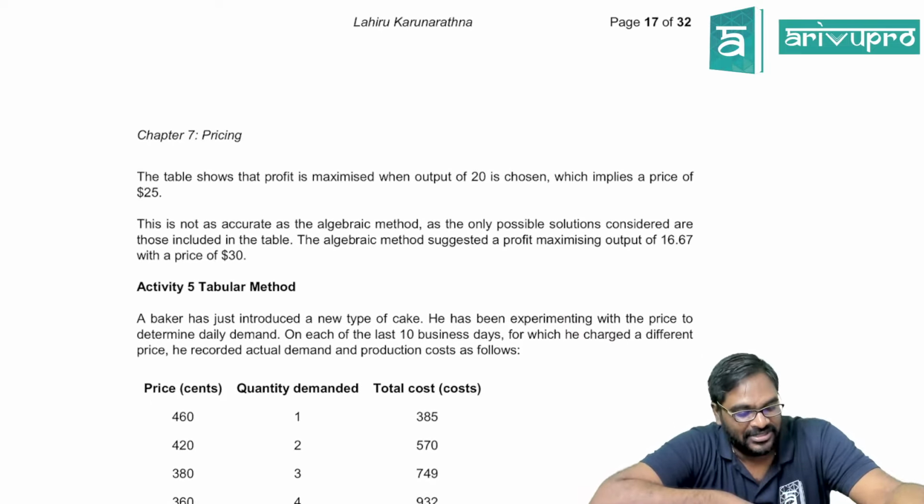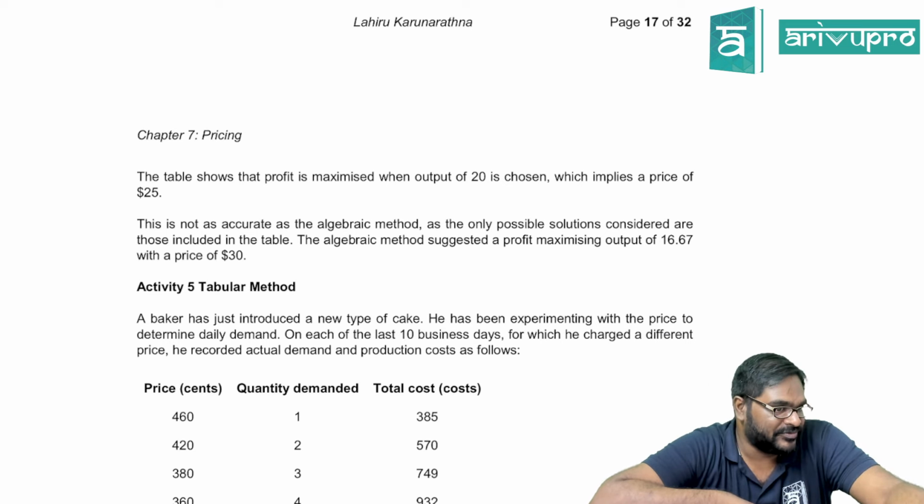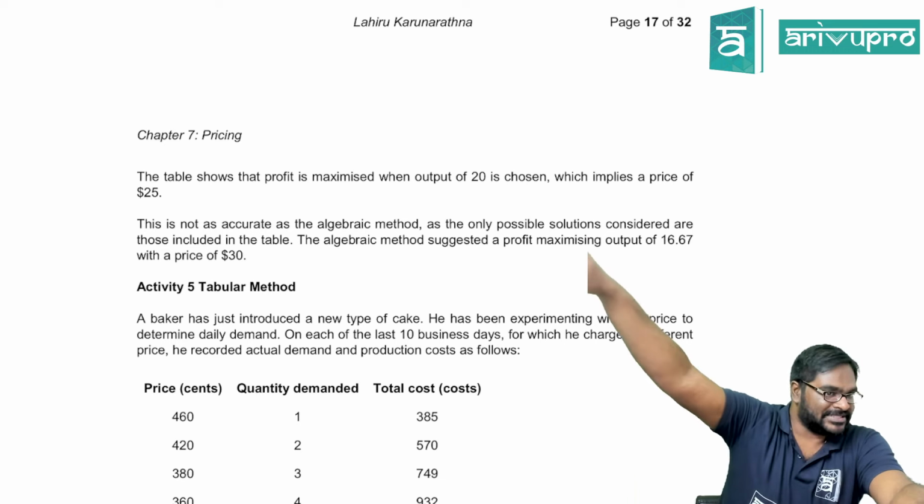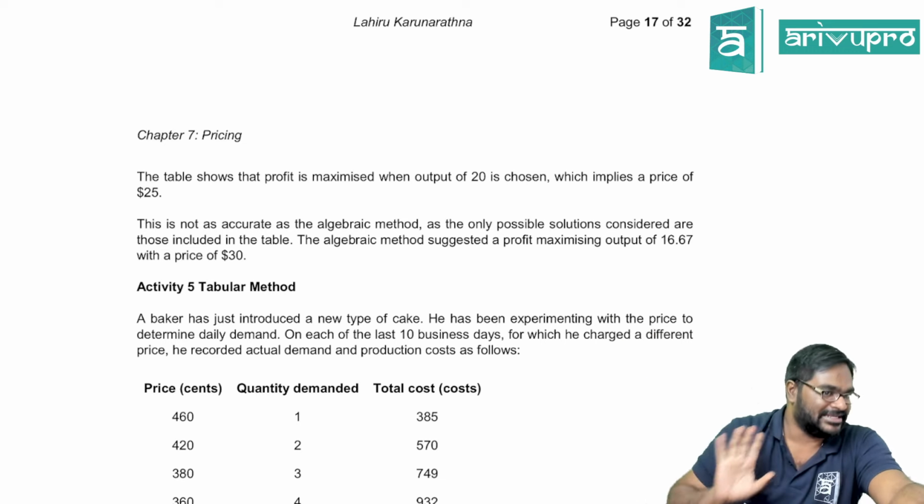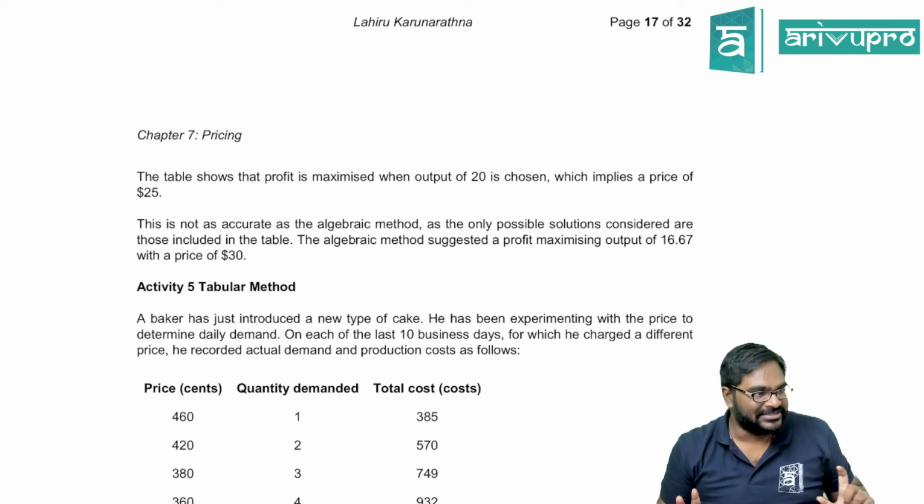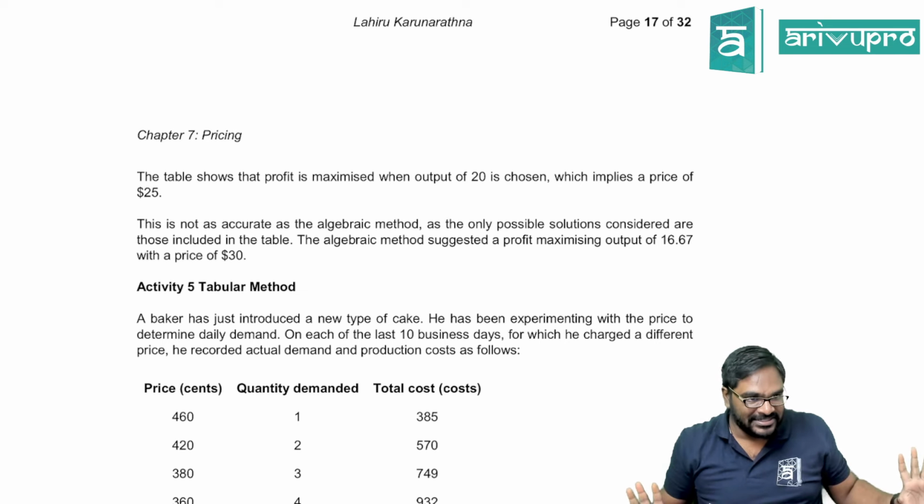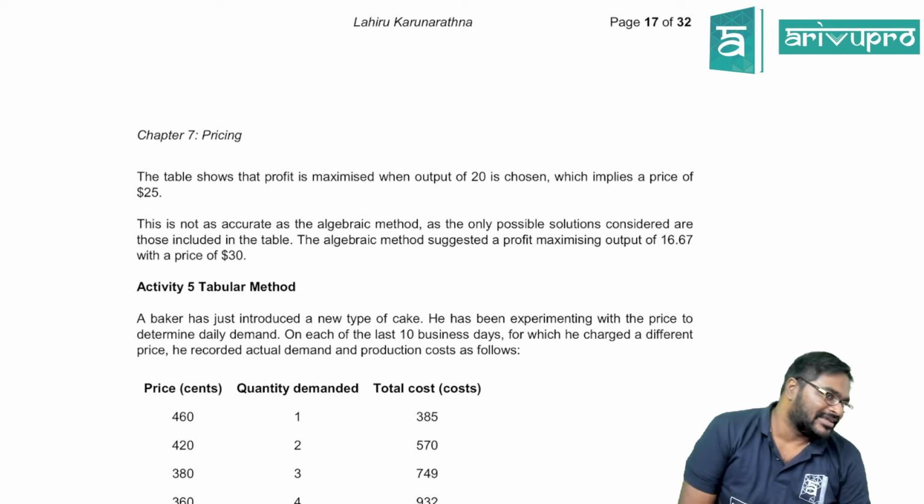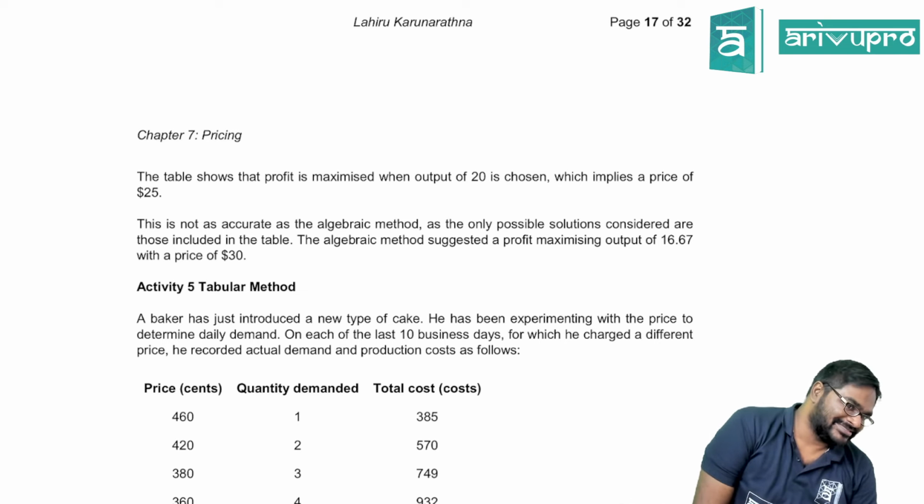So according to the table, it says $25 per unit would be the ideal price, whereas the precise method told us 30 would be the ideal price. So a table gives us just an approximate number. Are we clear? Ketan? Sure? Right.